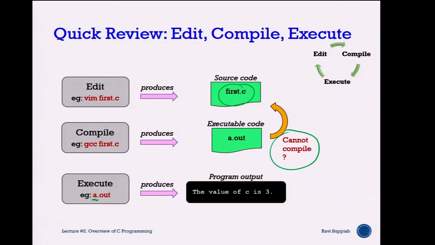Once you execute the a.out file, you will see the code that you wrote in your C program being executed. Again, if your result is incorrect, that means something is wrong with the output, and then you have to go back and check your program.